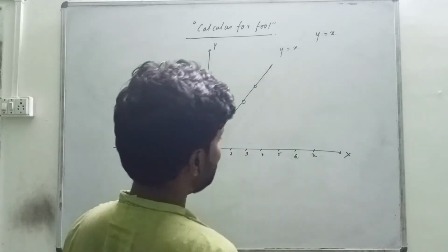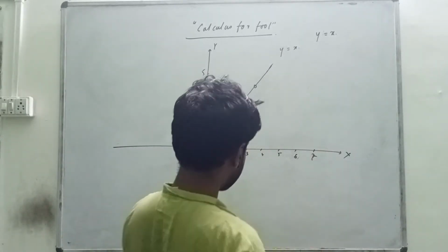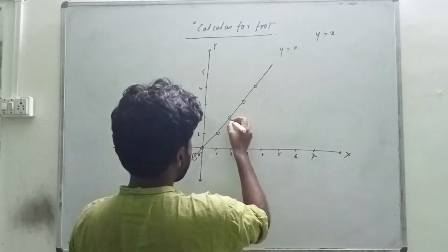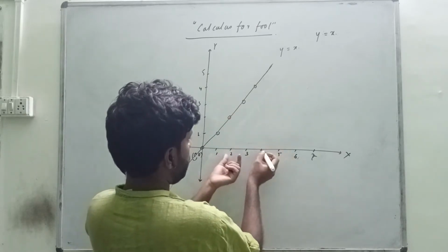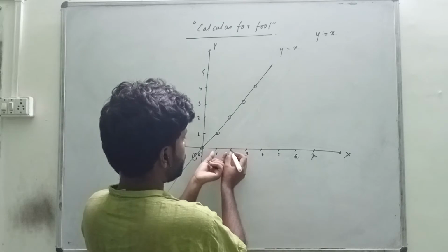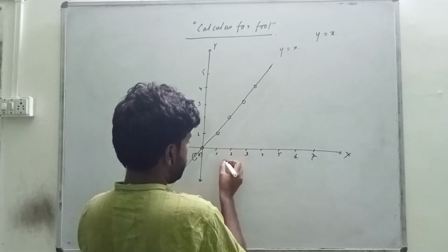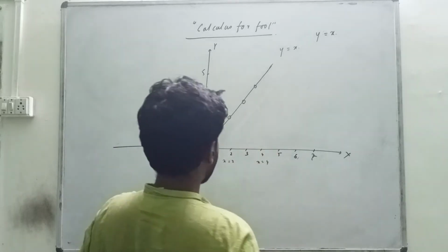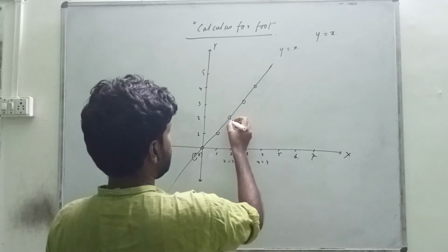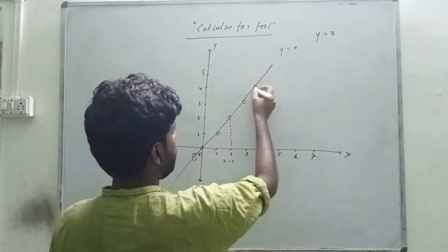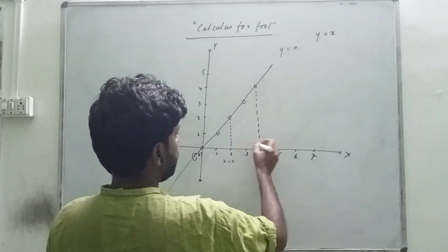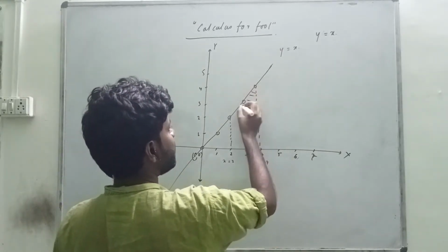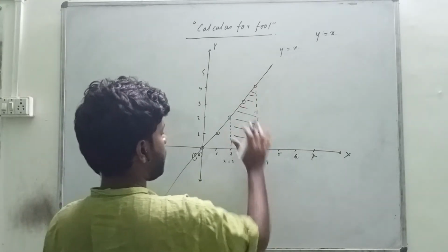And I asked you to calculate the area in between x equals 2 and x equals 4, right? The area in between x equals 2 and x equals 4. We draw a straight line here at x equals 2 and a straight line here at x equals 4. And of course, we will calculate the area in between this region, right? And it is the area, right?